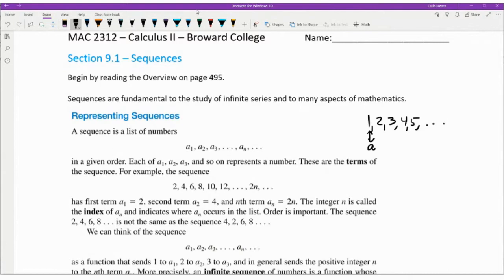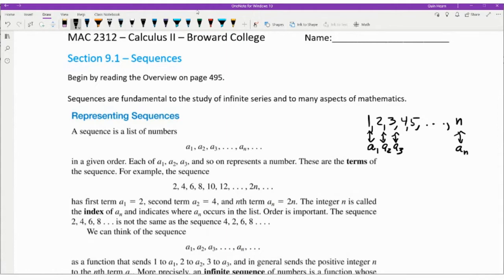Just as in algebra we often refer to unknown numbers as x, with sequences we often use a's and b's. There's an order to these numbers. Instead of giving them each their own letter, we say a1 is the first term, a2 is the second term, and so on. And in general, the nth term of the sequence, the nth number, is called a sub n.